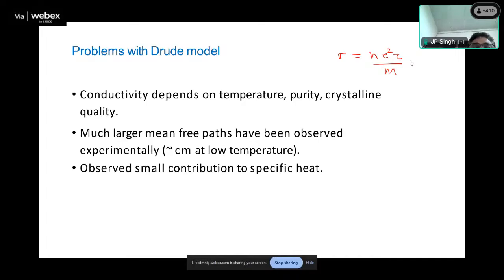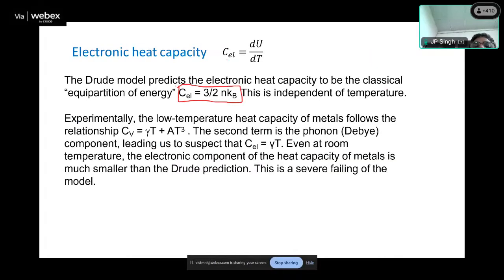Also, in some materials a larger mean free path of the order of centimeter is observed at low temperature, which it cannot account for. Also there is the small contribution to specific heat, which is the major drawback actually. If I just talk about the electronic specific heat, it is dU by dT at constant volume.